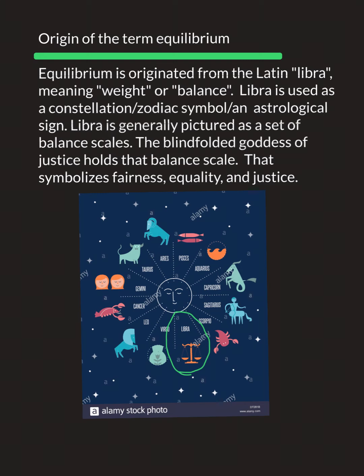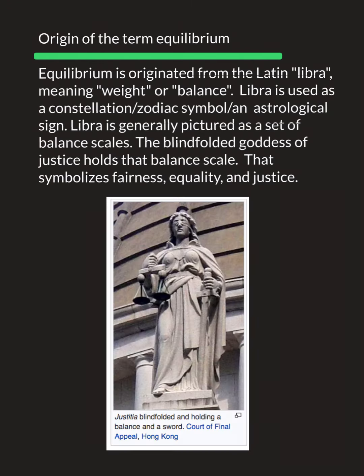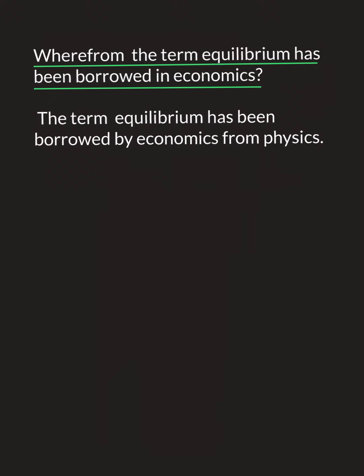Libra is generally pictured as a set of balanced scales. The blindfolded goddess of justice holds that balanced scale. That symbolizes fairness, equality, and justice. Wherefrom the term equilibrium has been borrowed in economics? The term equilibrium has been borrowed by economics from physics.